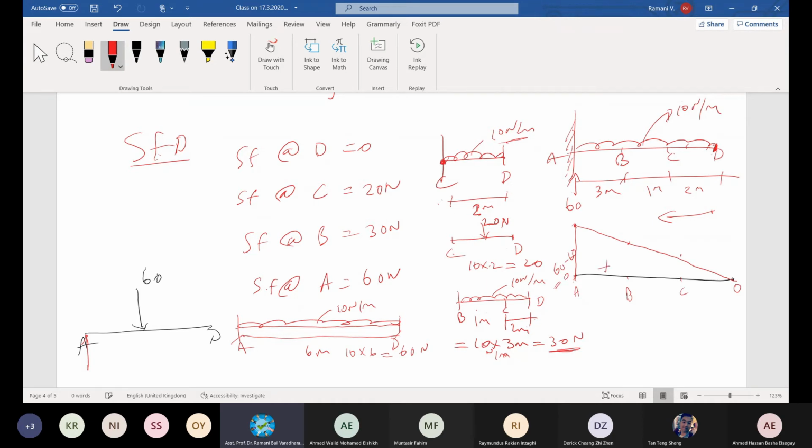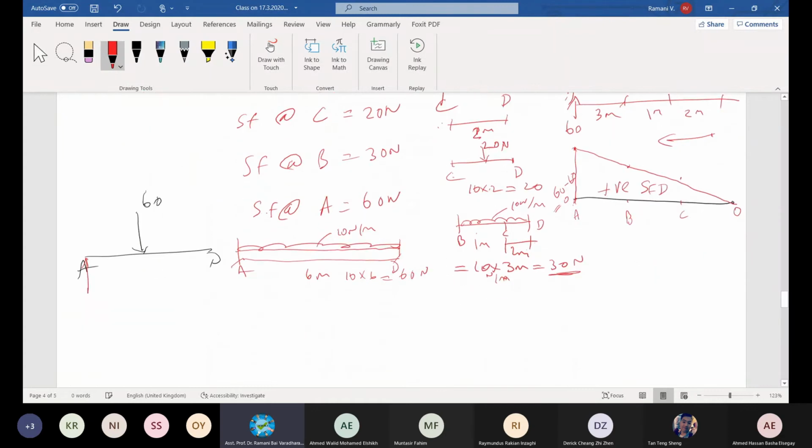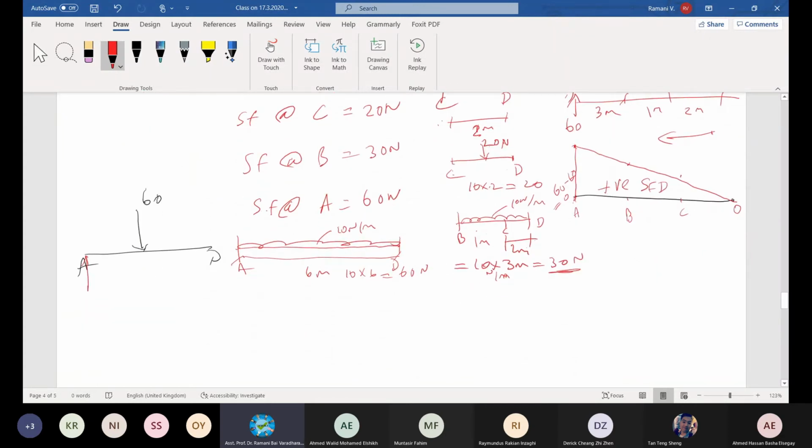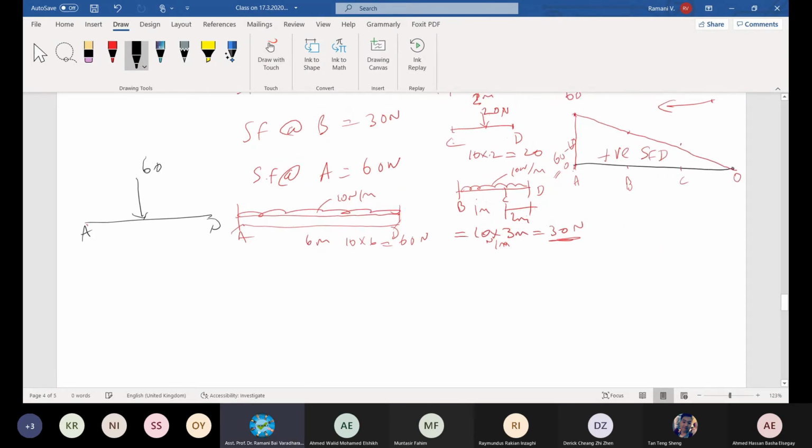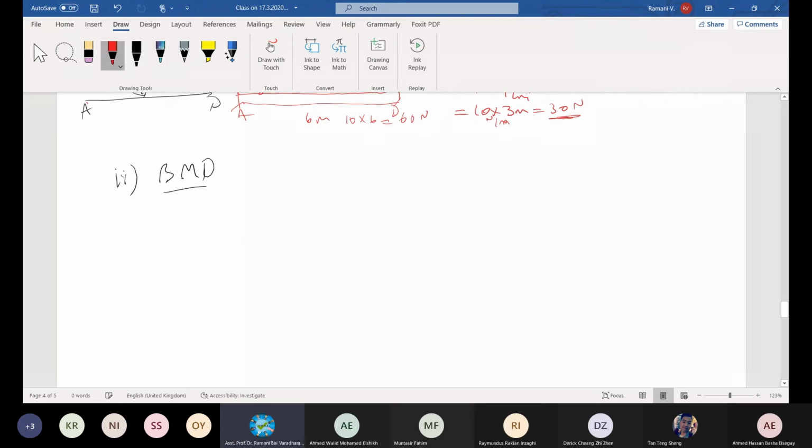With this, our shear force diagram is done. This is how you have to do it. Please all of you write down. Then we move on to bending moment. Any question? Second part is the bending moment diagram. If no question, I move on here.